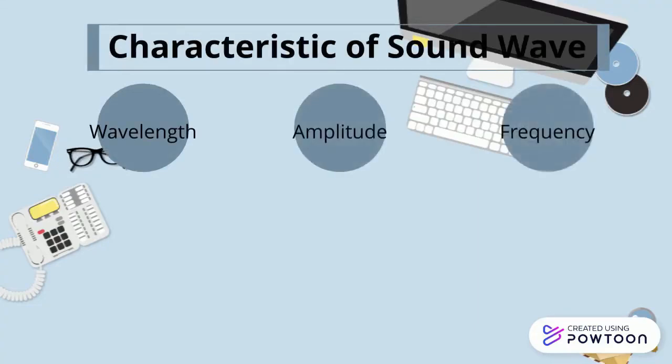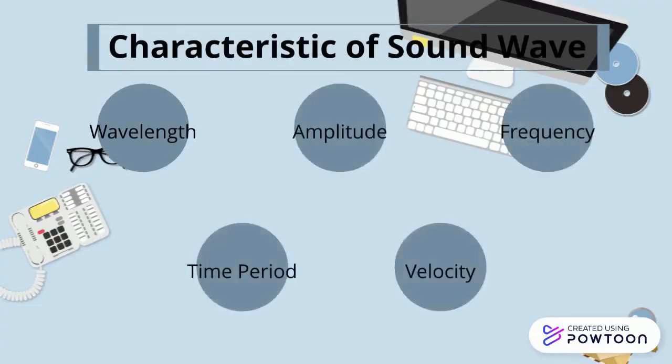Characteristics of sound waves. First, wavelength. The minimum distance in which a sound wave repeats itself. It is a longitudinal wave that shows the compression and rarefaction of the sound wave. Second, amplitude. When a wave passes through a medium, the amplitude of the wave is defined as the maximum displacement of the medium's particles from their initial undisturbed position.